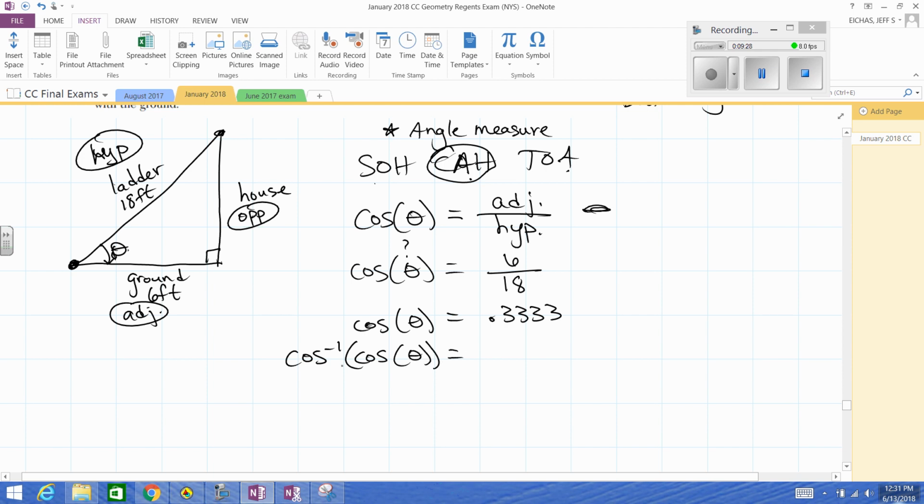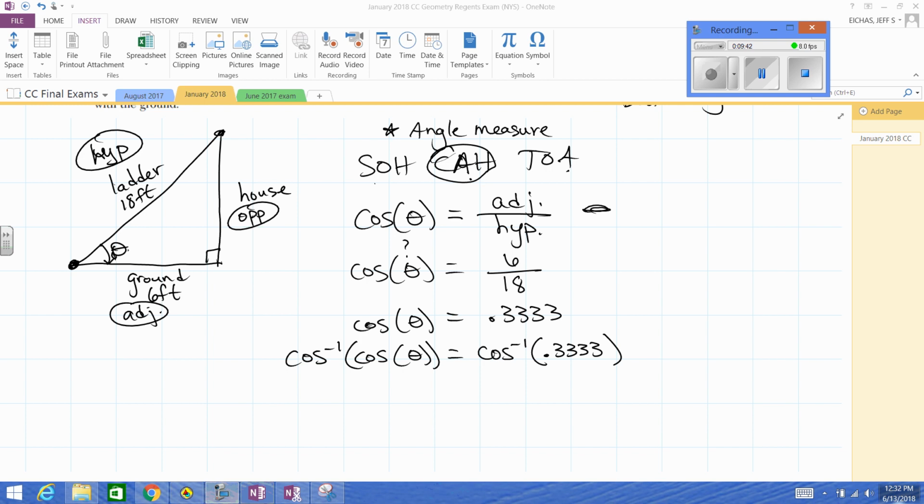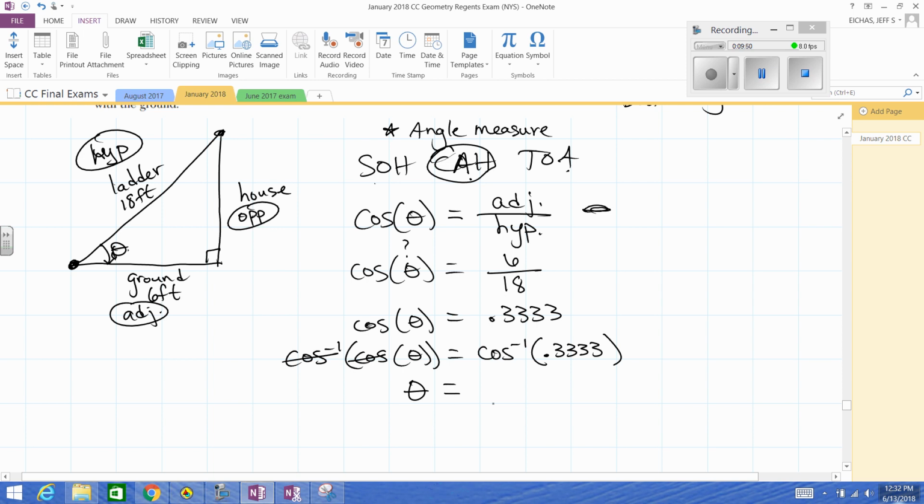Okay. Now, if we do that to the left side to knock out cos, we should do it to the right side to keep the balance. So type in cos inverse of that 0.3 repeating. And what I get when I do that, remember, cos inverse and cos knock each other out because they're inverse functions. Okay. Now it's cos inverse of this decimal is 70.528.